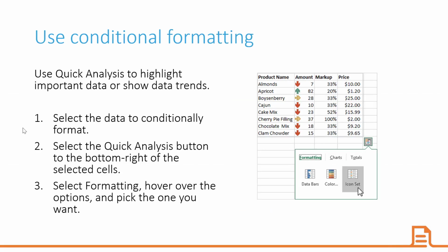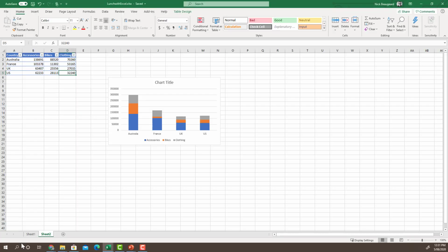The next one is using quick analysis. And quick analysis highlights important data or shows trends, so we can use the data to conditionally format. So let's give that a go, and we'll try and create the same thing we have in that data set.